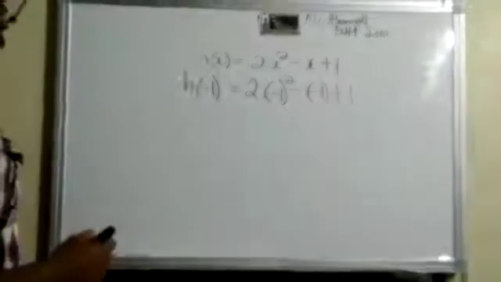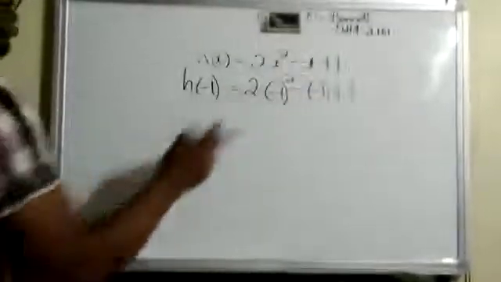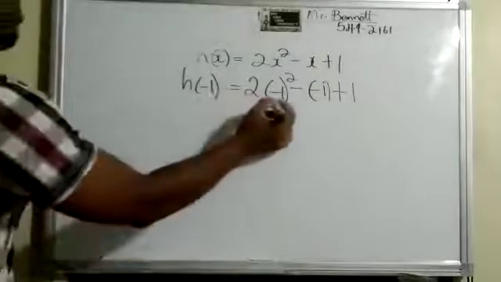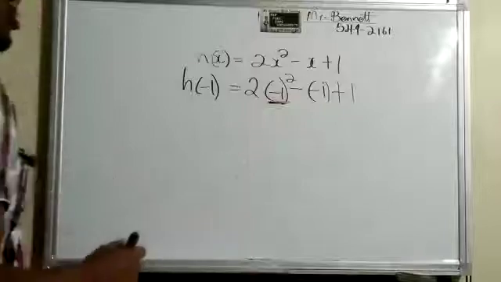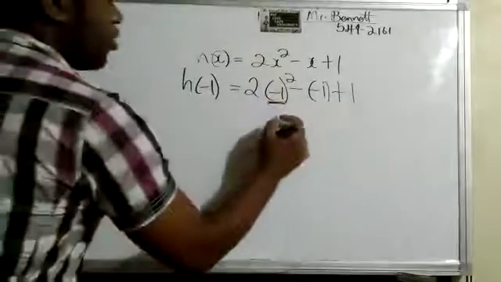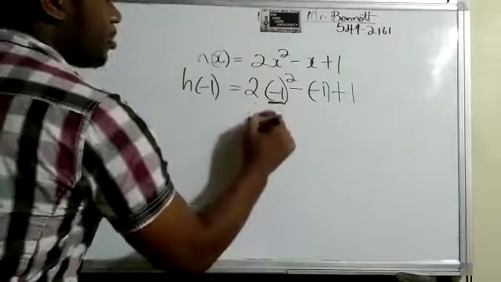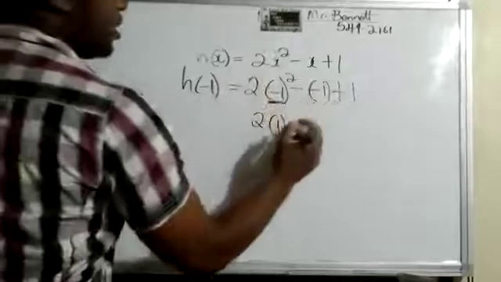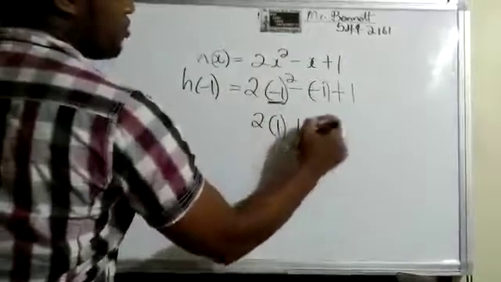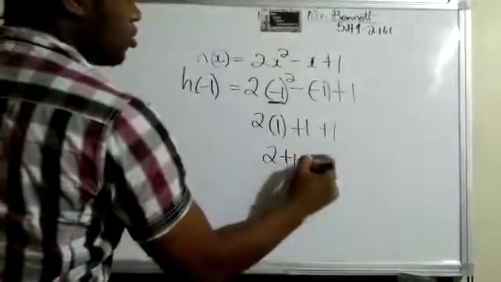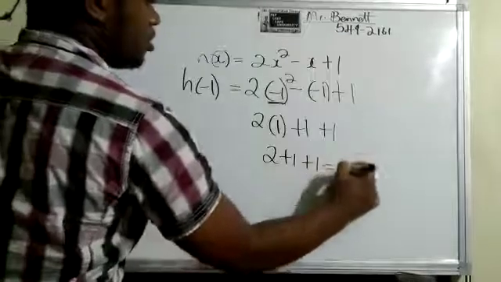I chose this one particularly because the negative always throws off students. Now let's go. The first thing, students, we must follow the BODMAS rule. We must square first. So negative 1 times negative 1 will give us 1. This will give us 2. And negative times a negative will give us plus 1. And then we have plus 1. So 2 ones, 2, plus 1, plus 1 equal to 4.